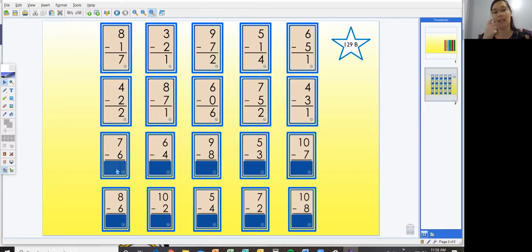7 minus 6 equals 1. 6 minus 4 equals 2. 9 minus 8 equals 1. 5 minus 3 equals 2. 10 minus 7 equals 3.